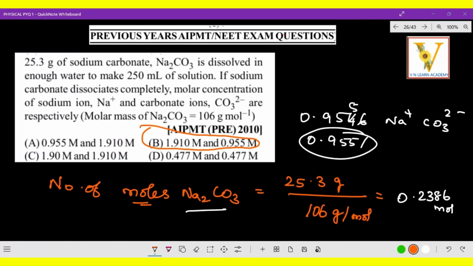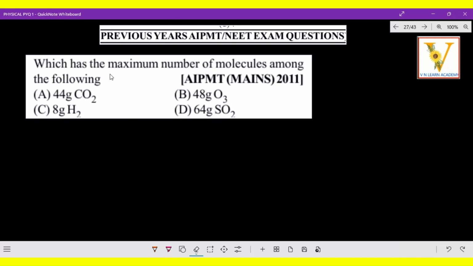The next question: which has the maximum number of molecules among the following? Here, 44 gram of carbon dioxide, 48 gram of ozone, 8 gram of hydrogen, and 64 gram of SO2. Now, how do we identify it? Given mass by molecular mass gives the number of moles. Here they have given molecules, so I would like to give one best point for you. The number of molecules is directly proportional to the number of moles. I'll mention that so that it will be easy for you to remember.